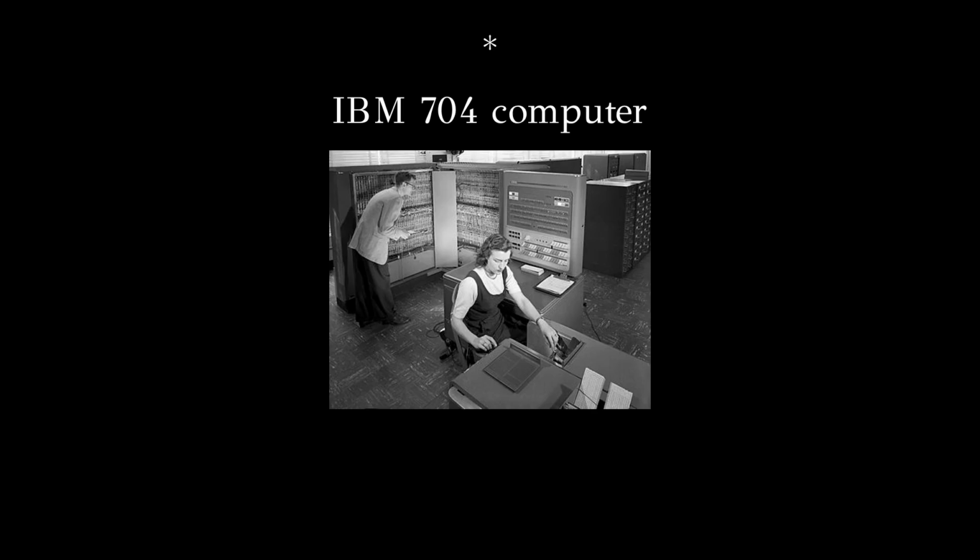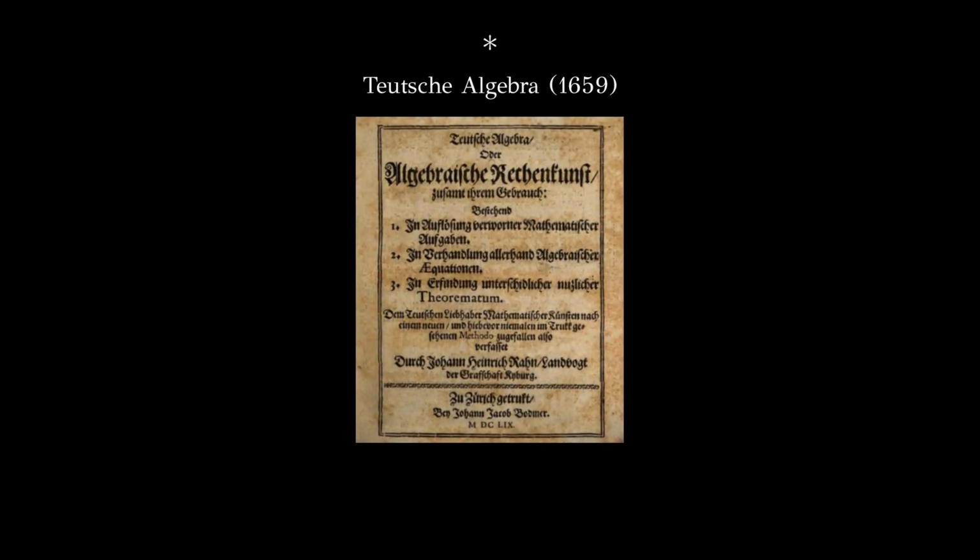However, the symbol itself was actually first used by Johann Rahn in 1659 in Deutsche Algebra. He is also credited for the first use of this symbol to represent fractions, also known as the obelisk symbol, and the therefore symbol.